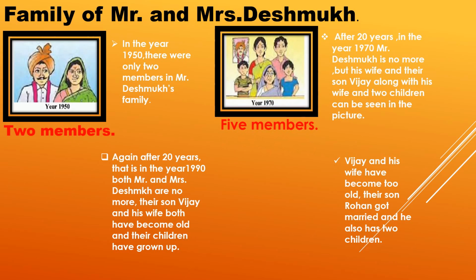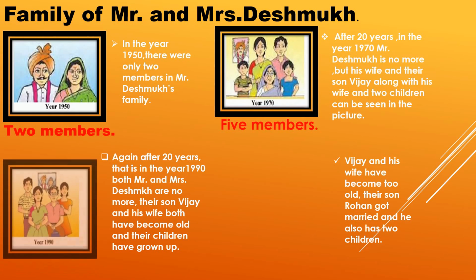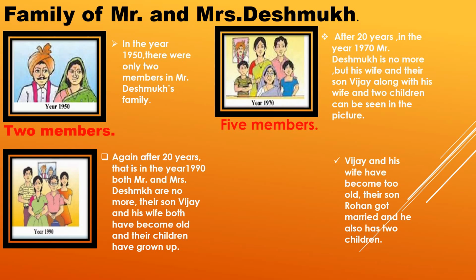Again after 20 years, that is in the year 1990, both Mr. and Mrs. Deshmukh are no more. Their son Vijay and his wife had become old. The children had grown up. So now we can see that there are 4 members in the family.